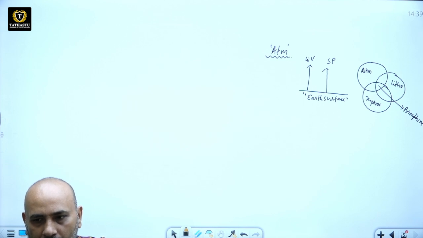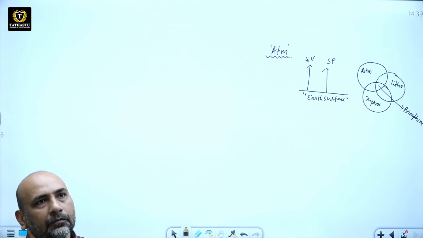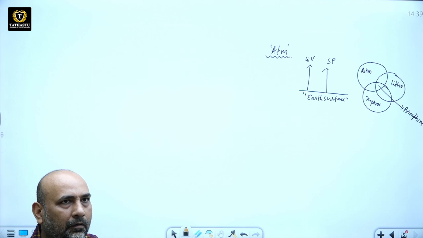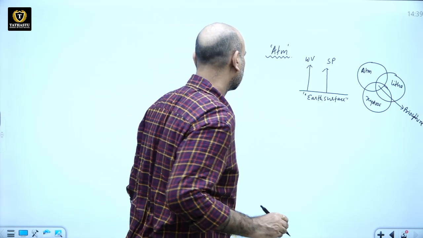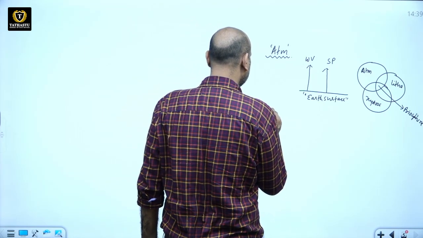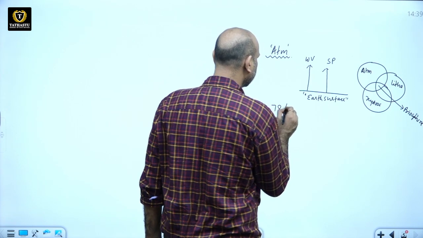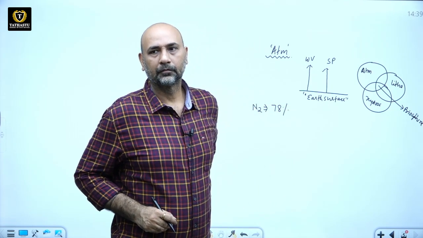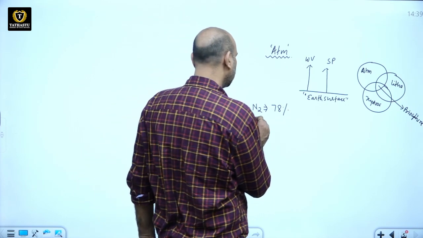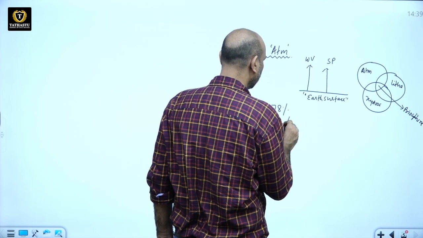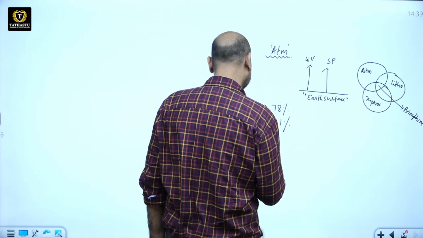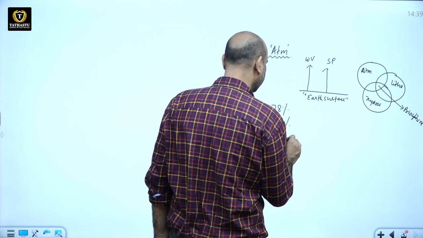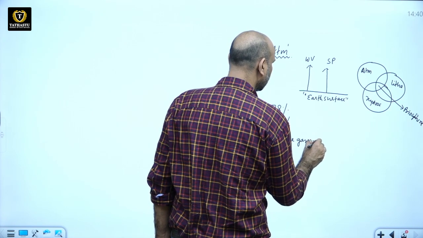Now, in a given volume of atmosphere which is dry, nitrogen contributes nearly 78%, oxygen contributes 21%, and other gases like argon, carbon dioxide and rest of the trace gases contribute rest of 1%.